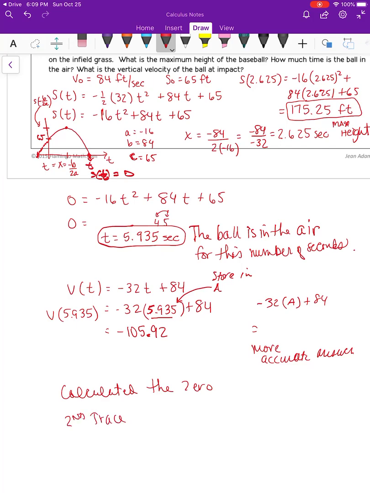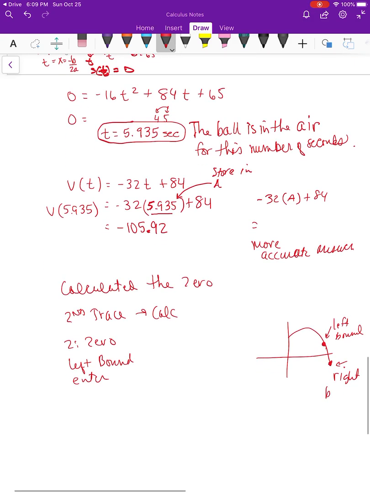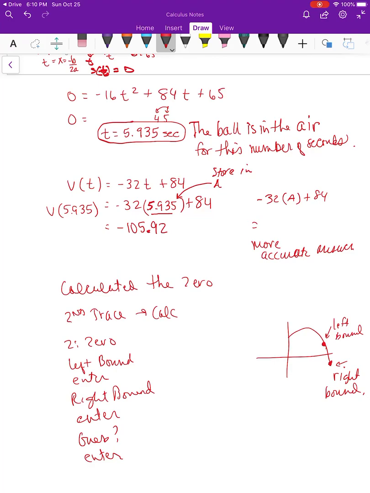by using second trace, which gave me calculate, and then I hit number 2 for 0, and then I did, you know, my left bound was, you know, I put my cursor maybe right there, so that would have been my left bound. I positioned my cursor about right there, and then I moved it, and then I hit enter, left bound, and then enter, and then it says right bound, and I positioned my cursor down here. That was my right bound. So I positioned my cursor for my right bound and hit enter. And then it said guess, and I just hit enter again.